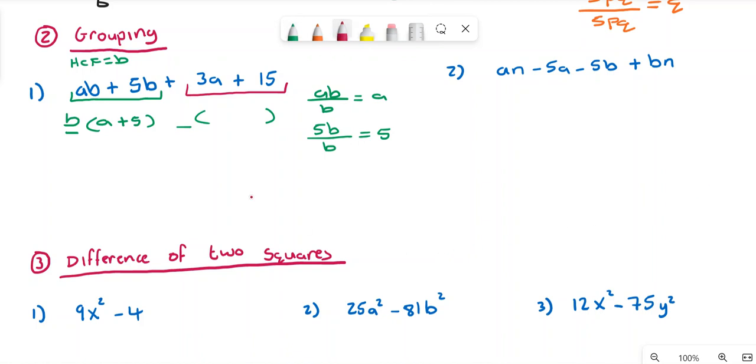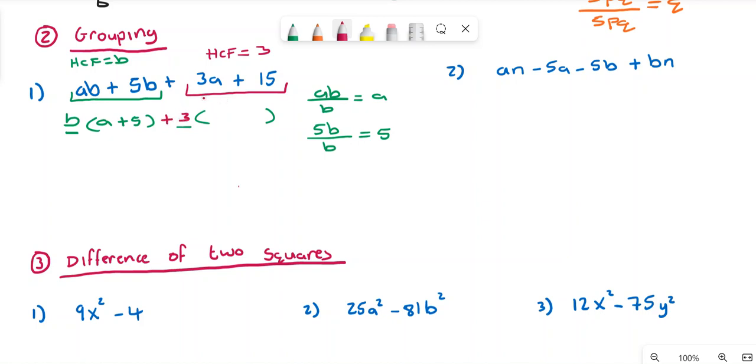So this second one here, and again I want to look at each of the terms and identify what's the highest common factor. So if I look at, 3 for example will divide into this, and 3 will divide into 15, so I'd say 3 is the highest common factor. So again I put my 3 out here, and this is plus 3, so it's going to be plus 3.